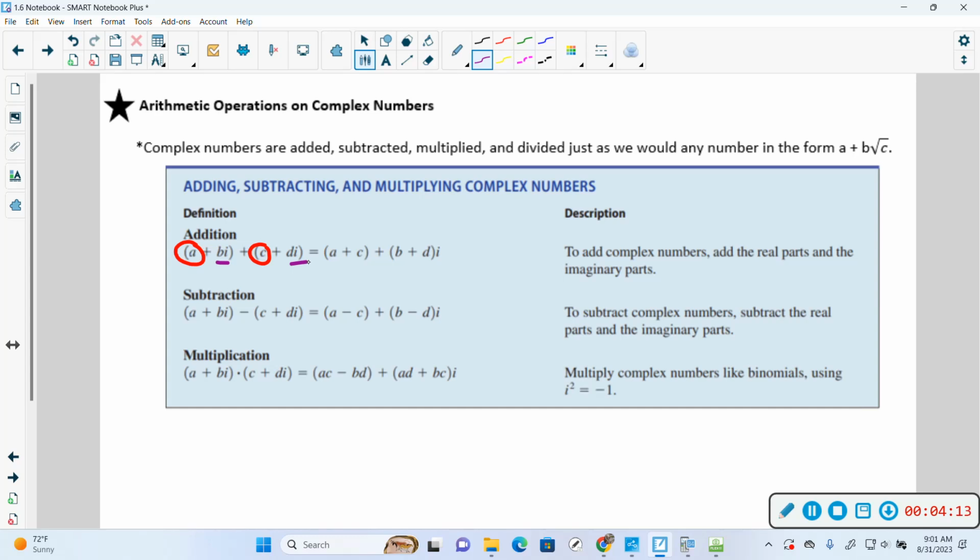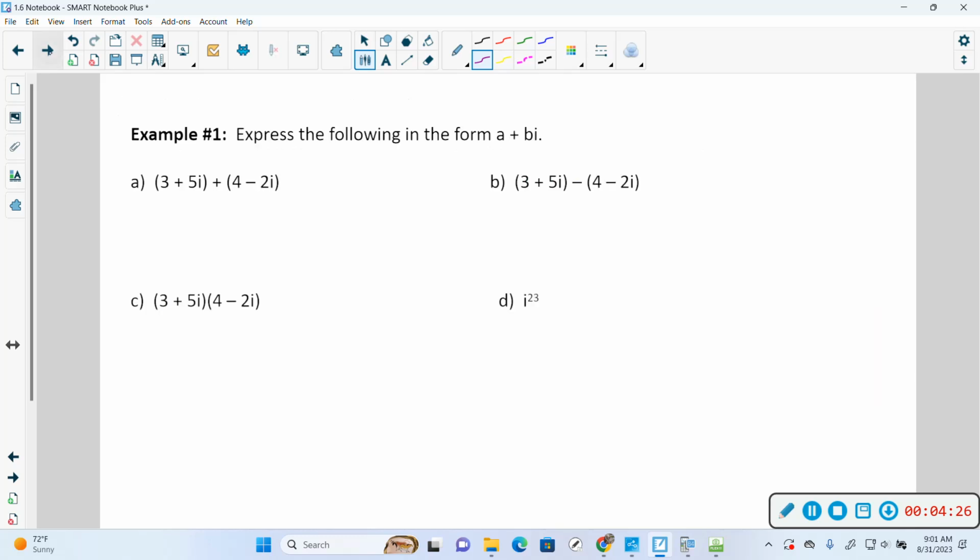Multiplying, of course, is just, you know how to multiply. You have to do the full FOIL. That's all that is. We're going to FOIL it out and simplify. So just your common sense operations, but we're going to have imaginaries in them. So let's do it. Flip the page.